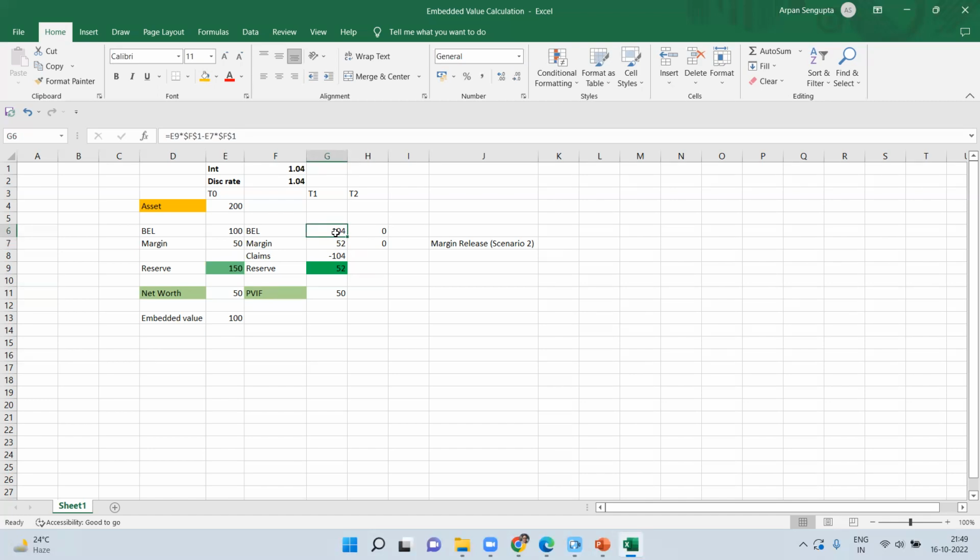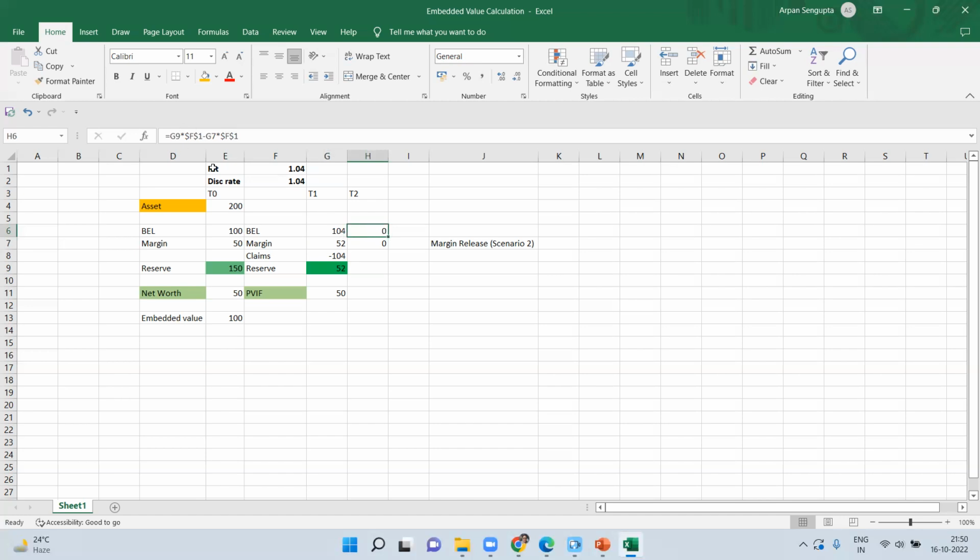But actually there would be profit or loss because the margin would be released. You have 50 rupees margin, right? But this 50 rupees margin is not used here. For example, in this case, you have kept 52 rupees as margin, but that 52 rupees of margin is not used at all. The reserve that you kept for the best estimate portion has been factored in. So the 104 that you have kept is getting deducted, but this margin is staying the same, right? And that's why your reserve would be coming out to be 52.